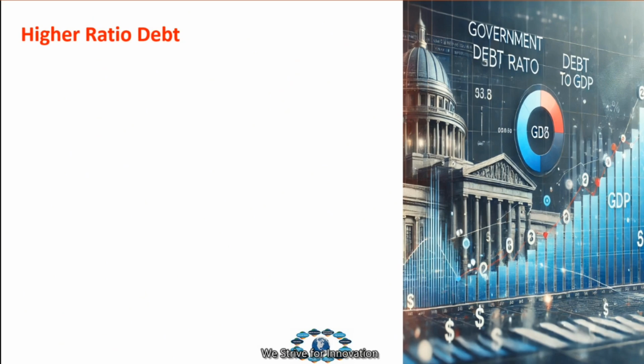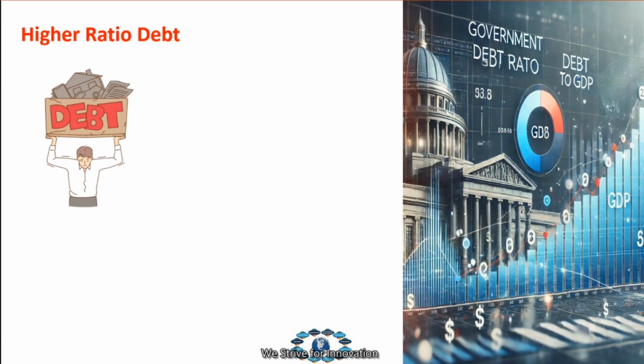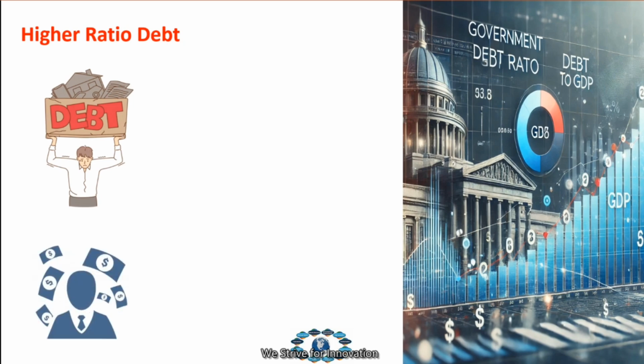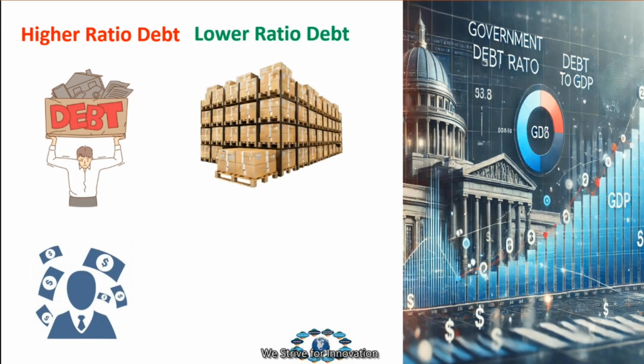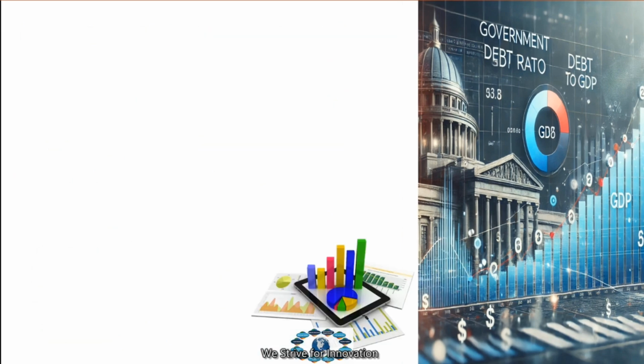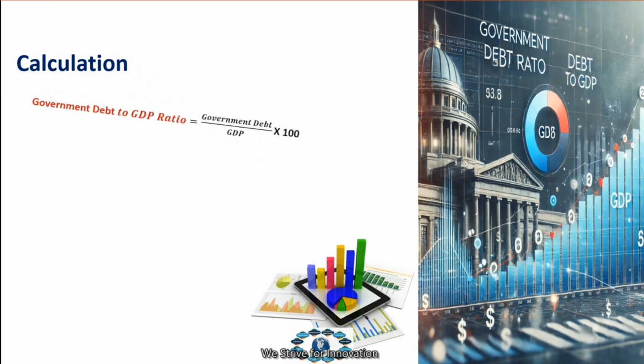So, when you have a high debt ratio, it indicates that a country may have more difficulty paying off its debt. That's very dangerous. When you have a lower debt ratio, it suggests a more manageable debt load that the country can handle.